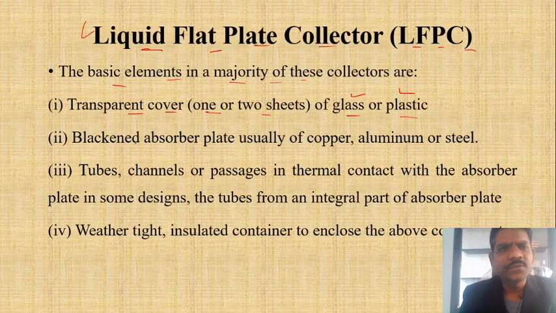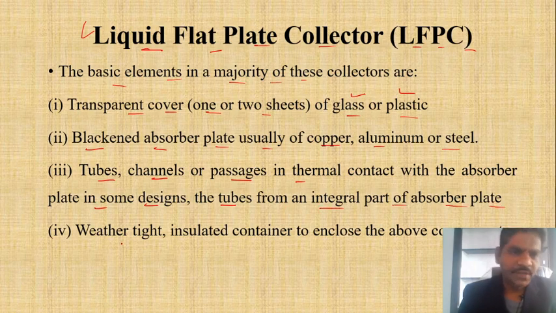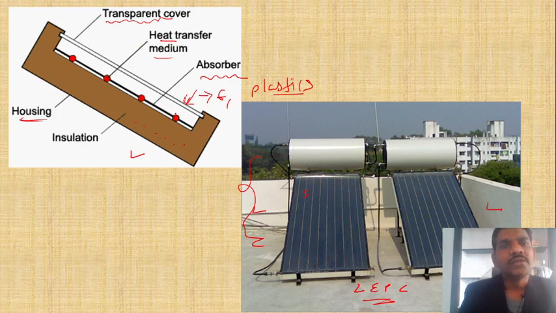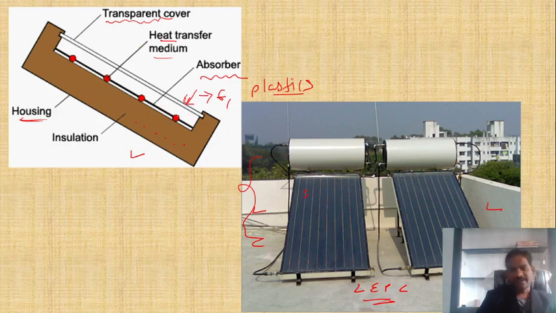Now, guys, consider the blackened absorber plate, usually of copper, aluminum or steel. The tubes or channels or passages are in thermal contact with the absorber plate; in some designs the tubes form an integral part of the absorber plate. And a weather-tight insulated container includes the above components. So these are the tube and the absorber plate, which may be copper or steel, and the black material is provided. Why is it provided? To absorb a lot of radiation, guys.